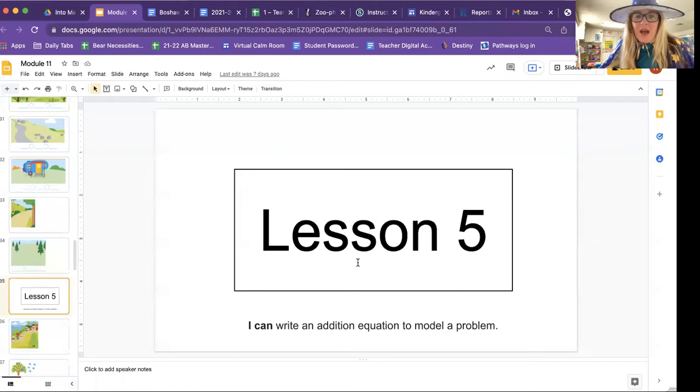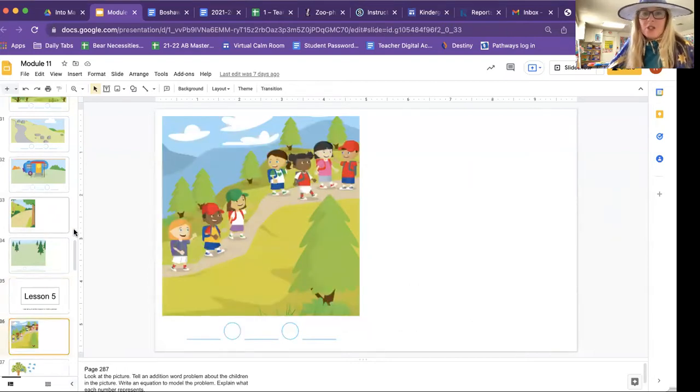How are you today, math stars? So we've been working really hard this module, adding and taking away, and you've done a really good job of representing and crossing out to solve subtraction problems. Today, we're going to really focus on writing equations. Okay, let's get started. We're on module 11, lesson 5. I can write an addition equation to model a problem. That's what we're doing. We're writing addition problems.